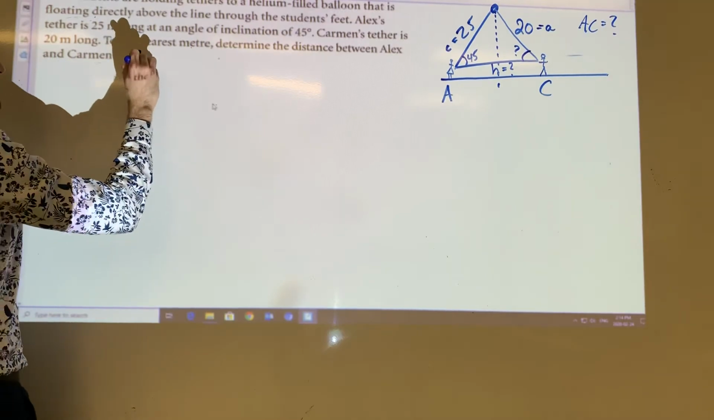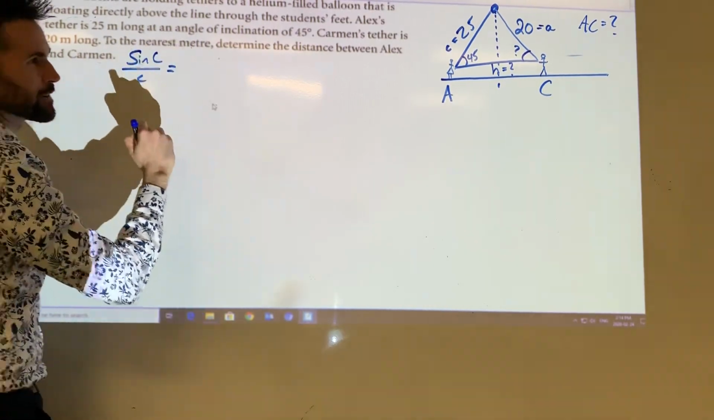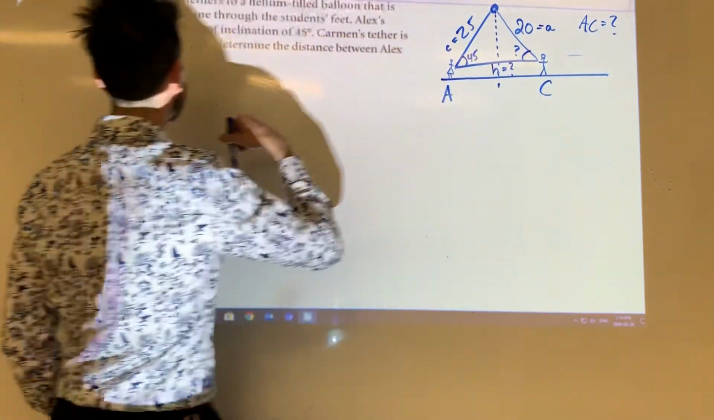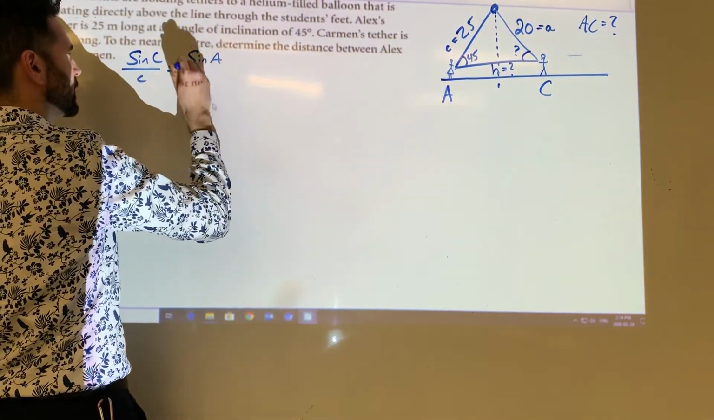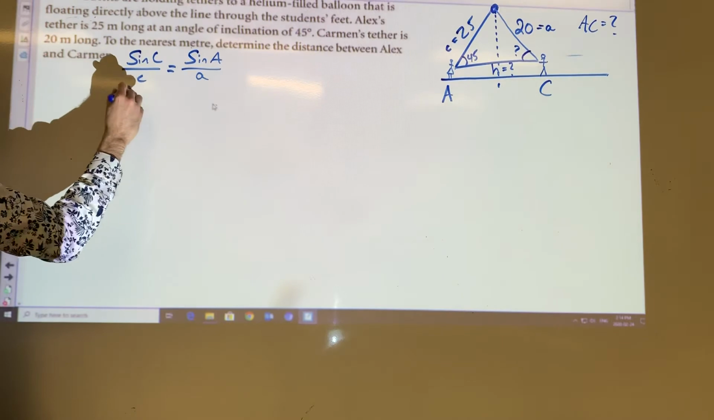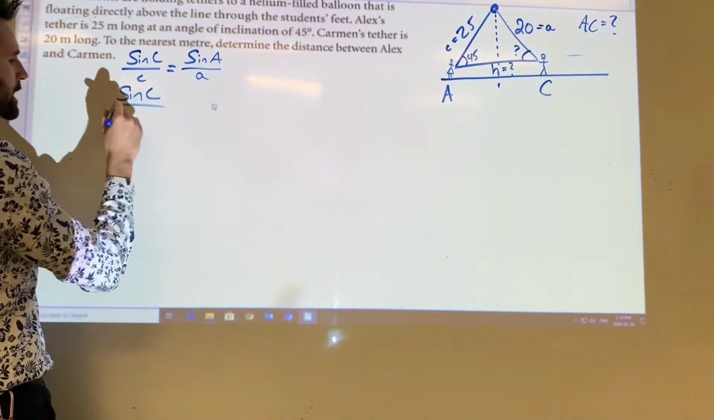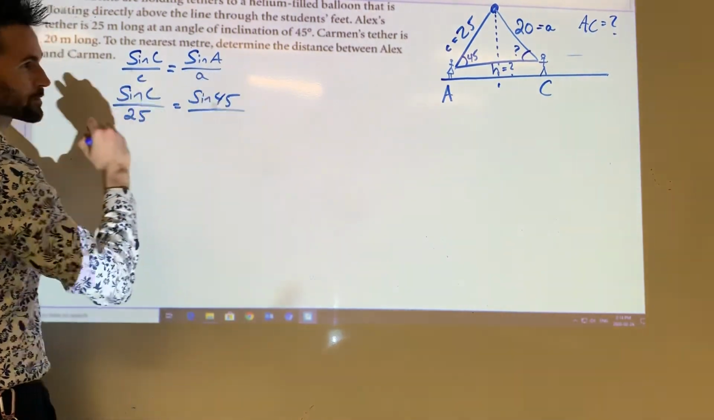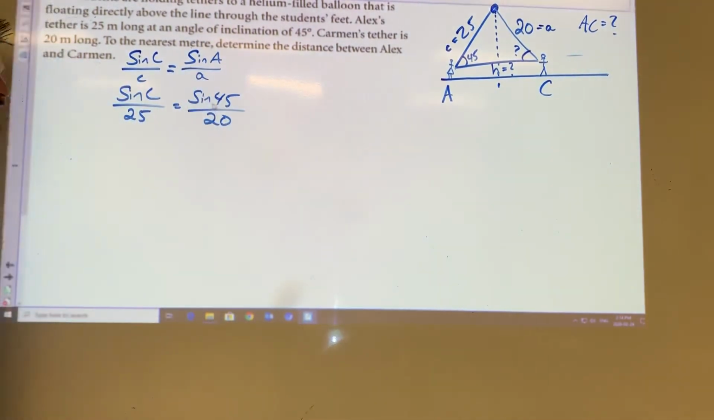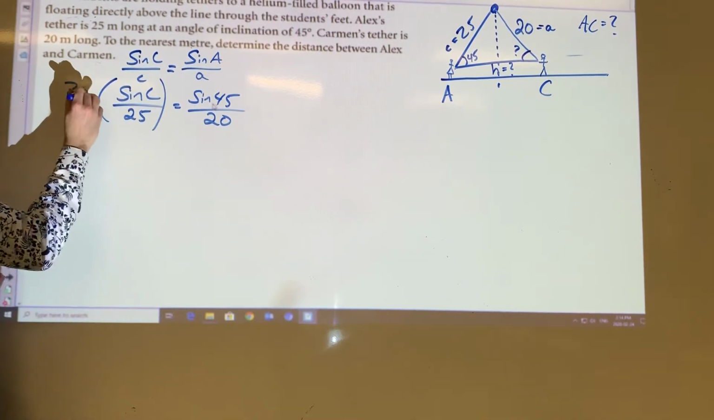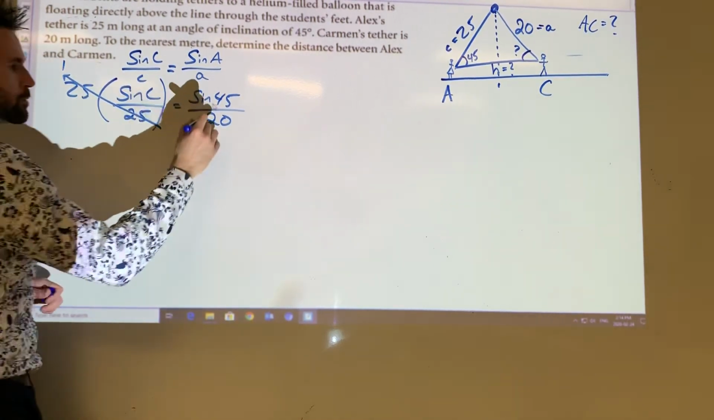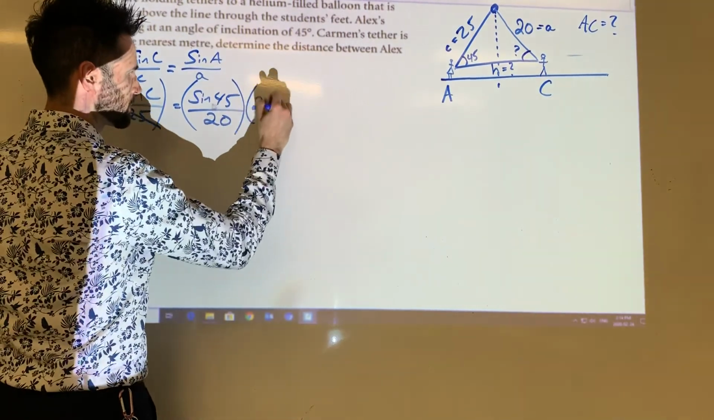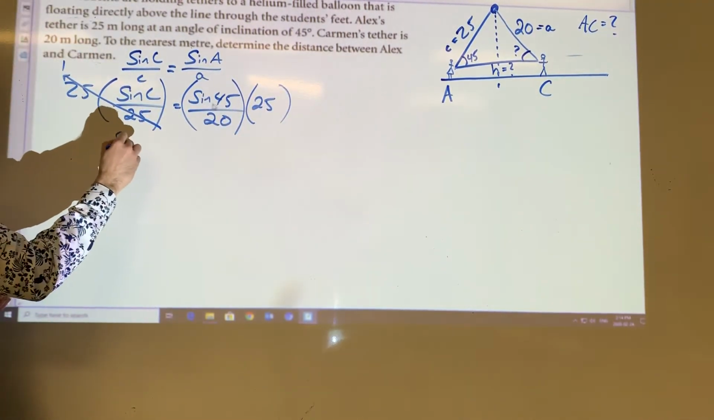So we're going to go sine C over c, and then the side that I know everything about is Alex's side, so that's sine A over a, and then I'm going to plug stuff in. Side c is 25, angle A is 45, so I get sine 45, and then side a is 20. We've done this lots of times now, right? We always set it up like this, so instead of dividing by 25, we'll multiply by 25. So on that side we get 1, on this side we get this times 25. That's what you're plugging into your calculator.